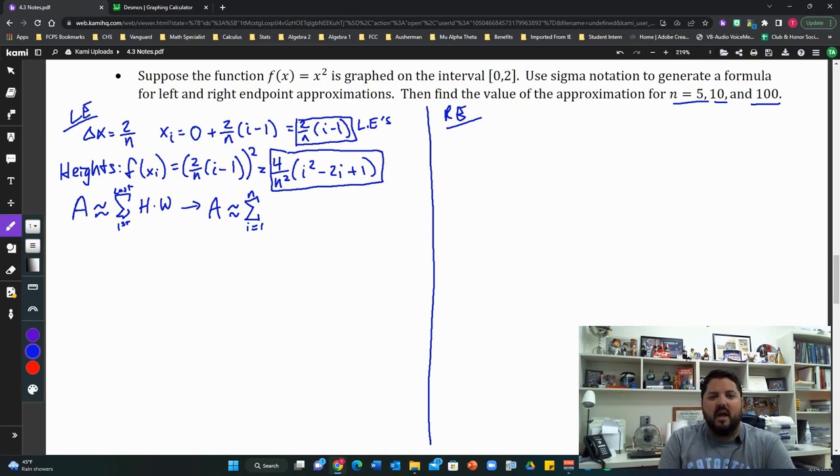So I'm going to take that and substitute it in here. So 4 over n squared times i squared minus 2i plus 1. So that's all my height. And then we need to multiply that by the width of each rectangle. But again, for our notation, we use delta x to represent the width of each rectangle or subinterval. So that is what I'm going to multiply by down there at the very end.